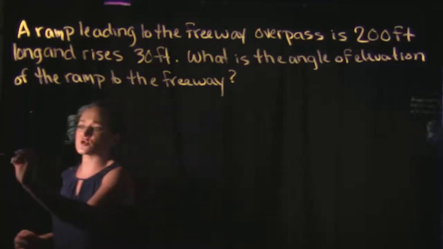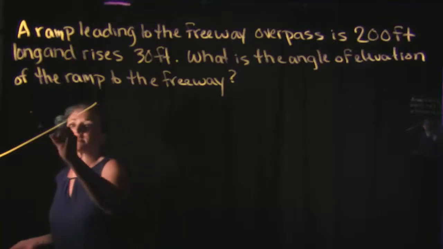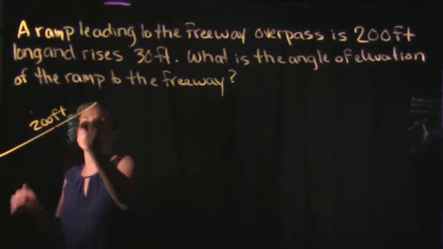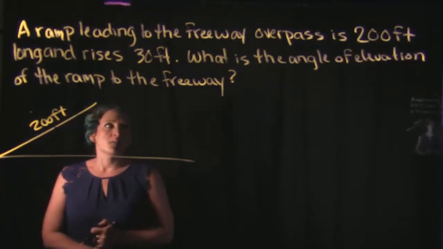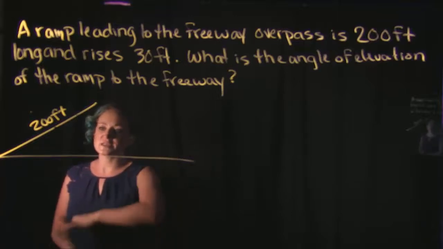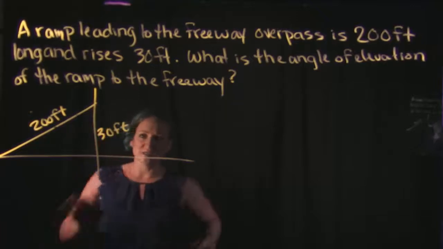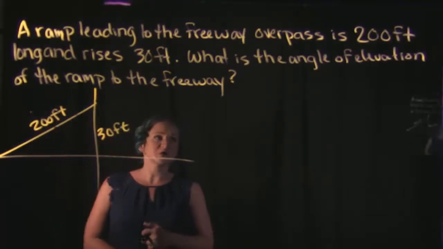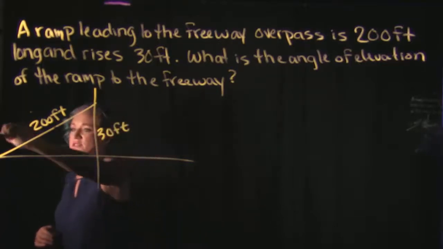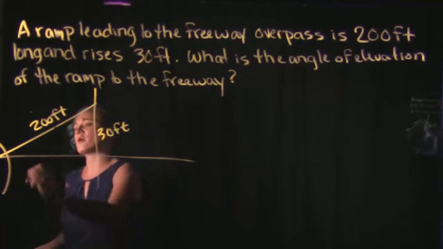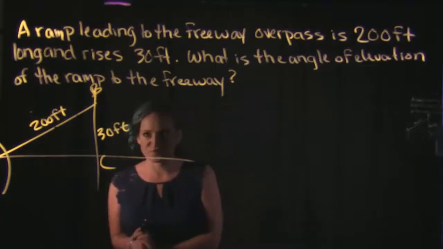So first off, I'm going to draw this out. So we have a ramp leading up into a freeway. And it says that this ramp is 200 feet long. So let's just say that this is the ground level then. It also gives us that this ramp is 30 feet high here. So this height is going to be 30 feet. It said the length is 200 feet. And it wants to know what is the angle of elevation of the ramp to the freeway. So angle of elevation is going to be this right over here. Let's go ahead and just call this triangle ABC that forms from this.